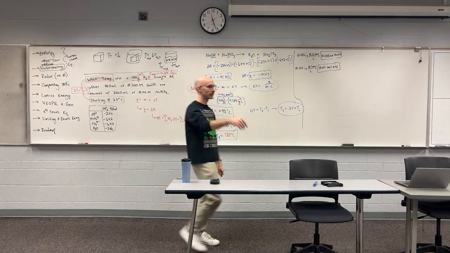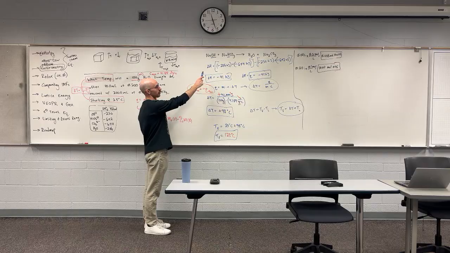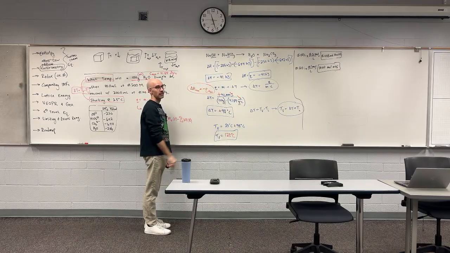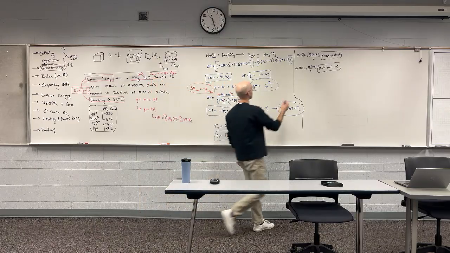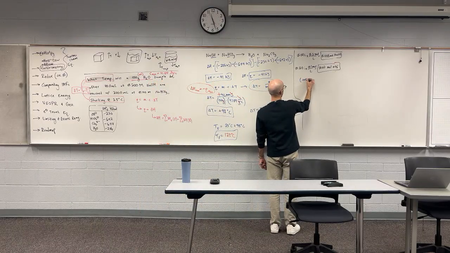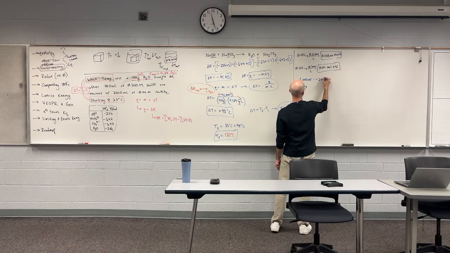Okay, so this is where Jacob's correction comes into play. We need to multiply these values up here by 0.008 moles. So that's 0.008 moles times negative 286 kilojoules per mole.